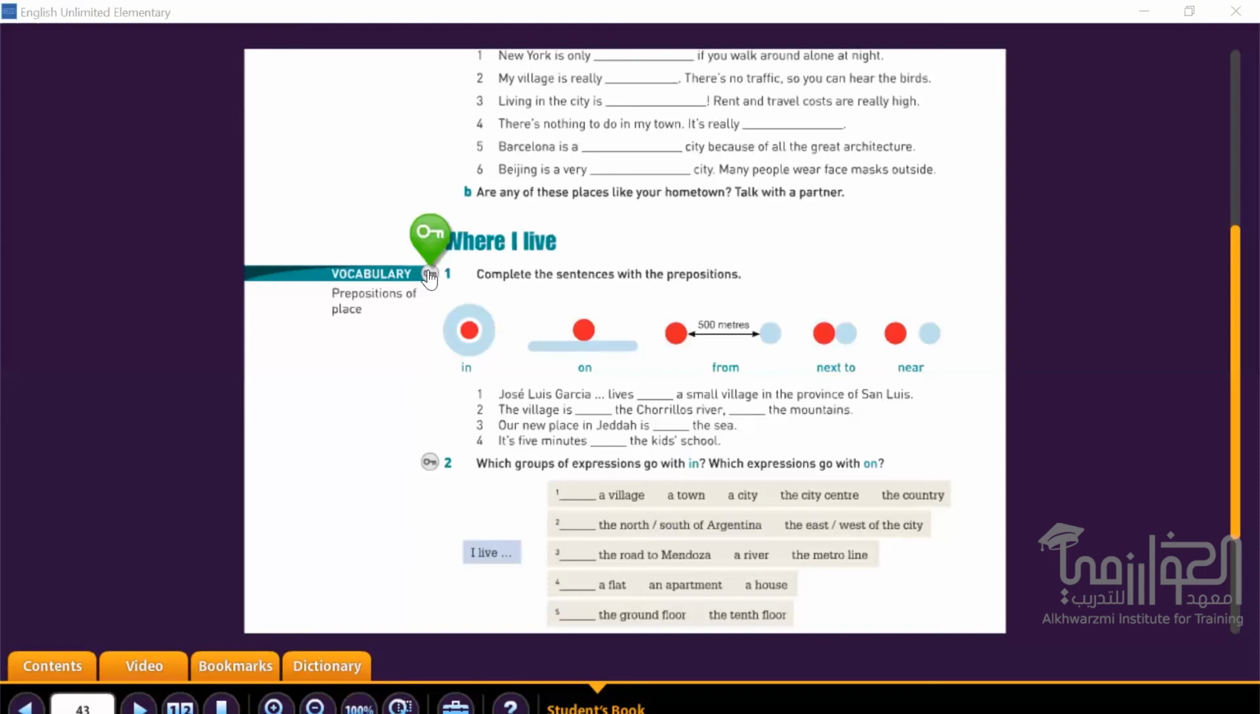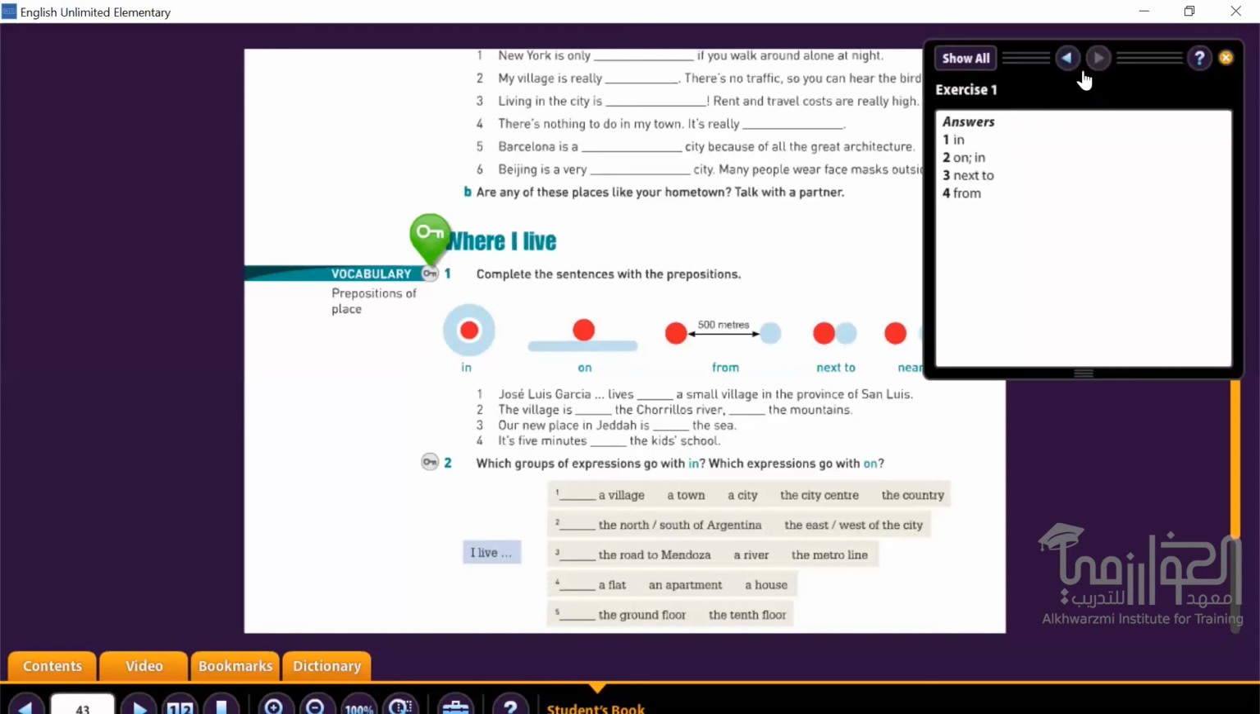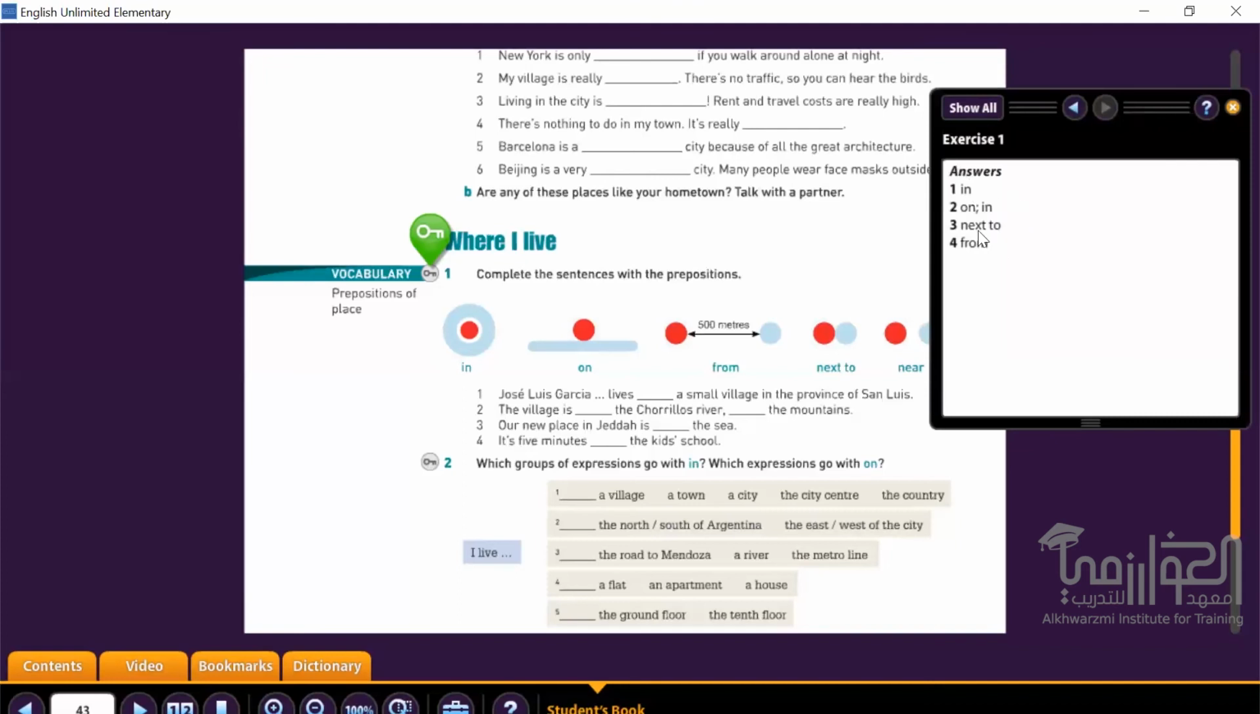Now let's look at the answers. So these are the answers to the rest of the questions. One is in, and then two, you can have on or in. The first one is on, the second is in, and then three next to, and then four, we have from. You can get your answers when you read the article. There is a lot of information in the article.